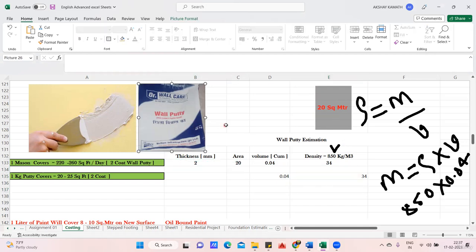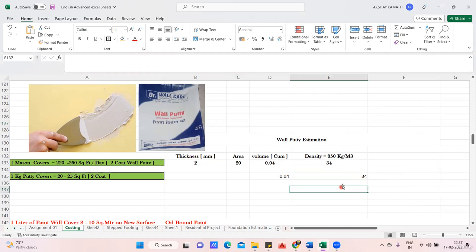One bag which is available in the market is 40 kg. If I bring one bag of wall putty, I can do 2 coats of wall putty on this particular wall. You're getting my point? So this is how the estimation is to be done for the wall putty.